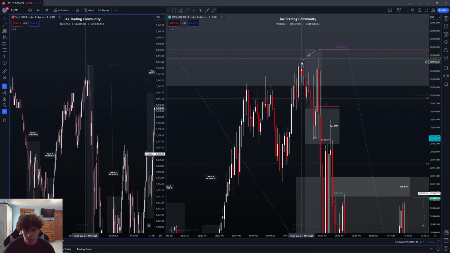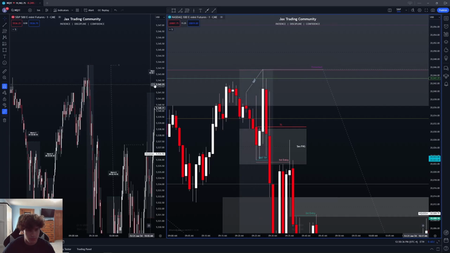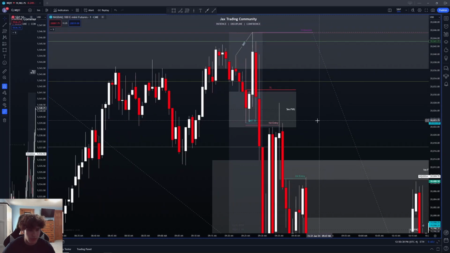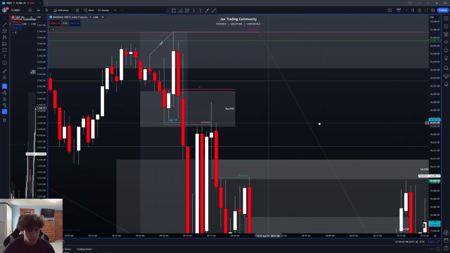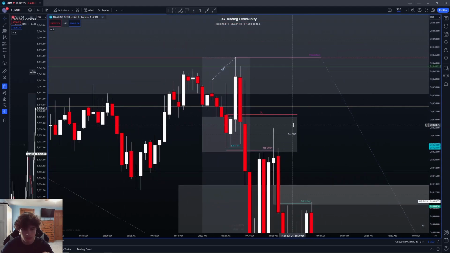We ended up coming up to here. I have an SMT drawn out. Oh yeah, this is because it's actually from here. So right here we had an SMT. Displacement down. This was the first entry. I took a couple entries yesterday. I was in profit. I had a couple losses, a couple wins.